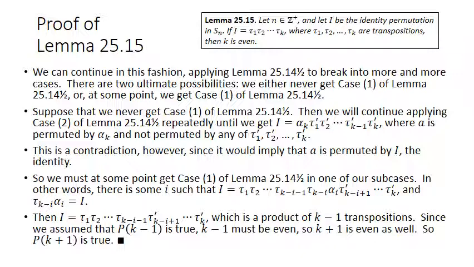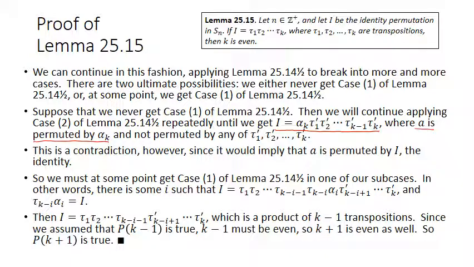So suppose that we never get case 1 of lemma 25.14. Then I'm just going to continue with this very complicated process of repeatedly pulling out two transpositions that are next to each other from the identity and replacing them with two different transpositions that I get from lemma 25.14. If I continue the pattern with all the subscripts and the taus and the alphas, then eventually, if I never get case 1, I'll end up with this. I'll end up replacing all of the taus with tau primes, and that alpha term will keep getting moved further and further left until it's the furthest left transposition. I'm also going to end up with the following property, that A is permuted by alpha k.